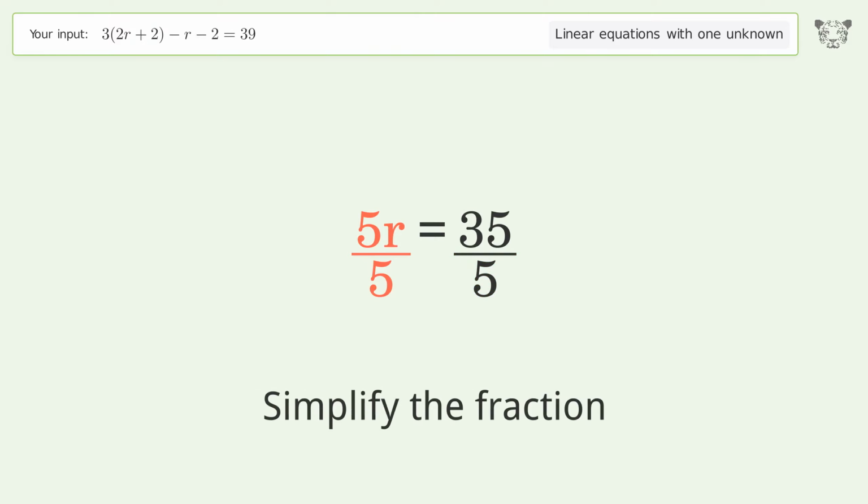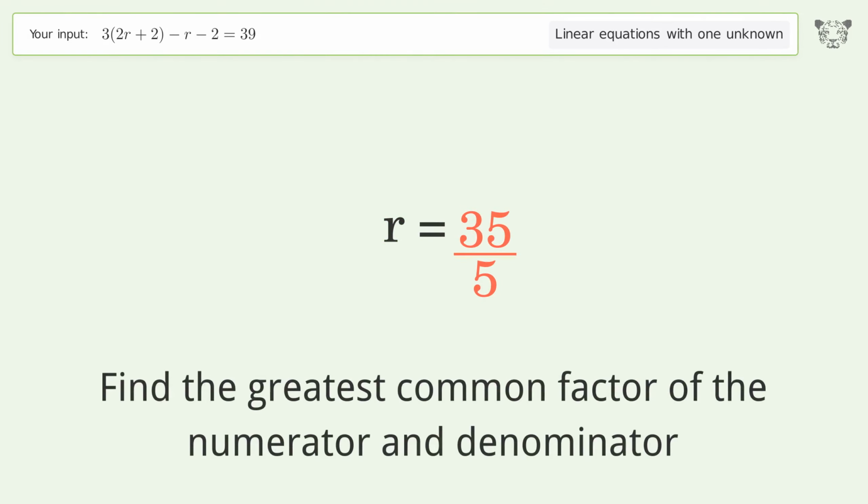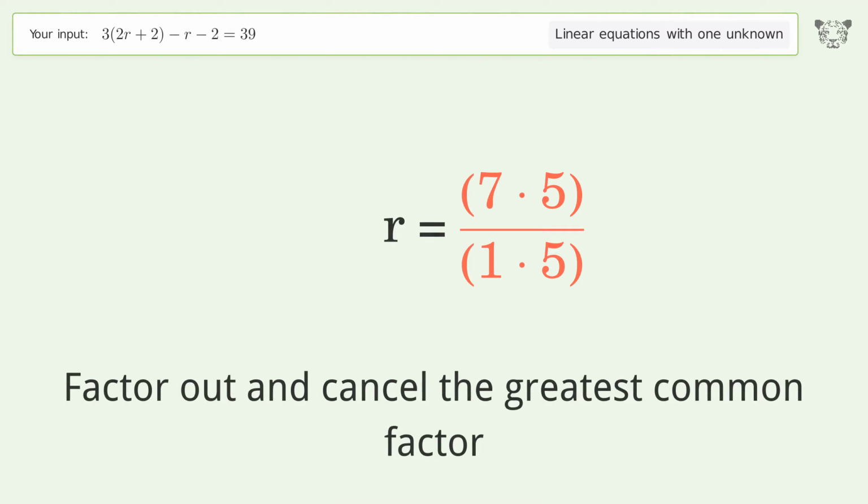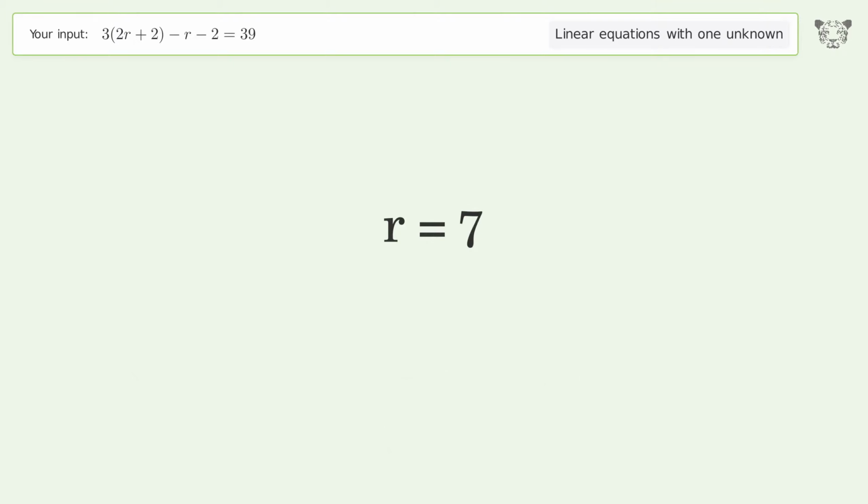Simplify the fraction. Find the greatest common factor of the numerator and denominator. Factor out and cancel the greatest common factor. And so the final result is r equals 7.